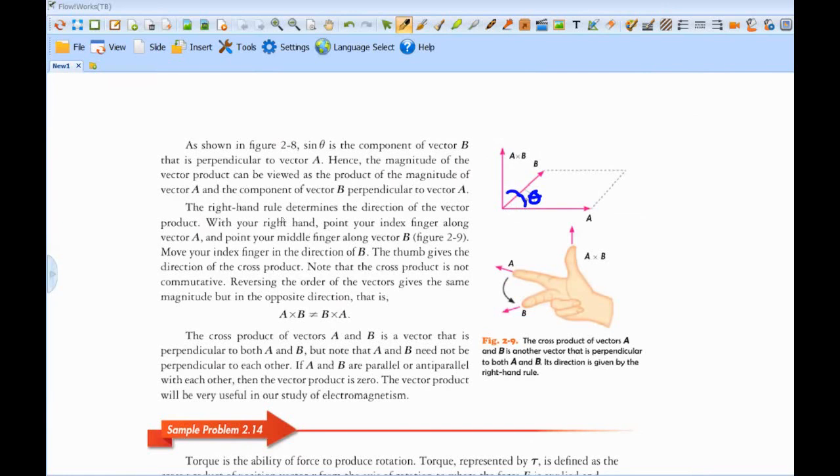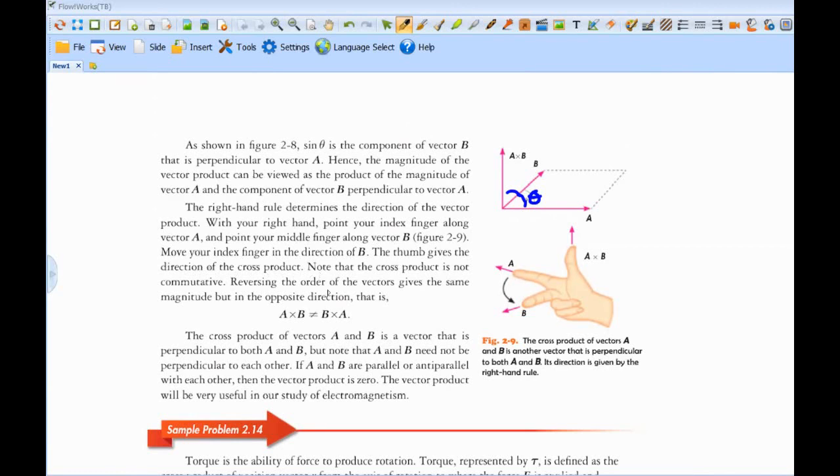The right-hand rule determines the direction of the vector product. With your right hand, point your index finger along vector A, and point your middle finger along vector B. Move your index finger toward the direction of B. Look at that. The thumb gives the direction of the cross product.